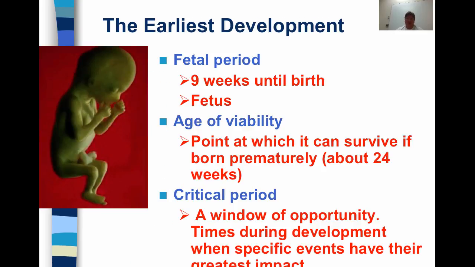Then 9 weeks until birth is known as the fetal period. So this is the period beginning at 9 weeks after fertilization and continues until birth. During this period, the fetus experiences rapid body growth as well as differentiation of the organ systems. For example, at 9 weeks after fertilization, the fetus is only about 3 inches long and weighs only 1 ounce. However, by birth, the average US baby will be about 20 inches long and will weigh 7 pounds.